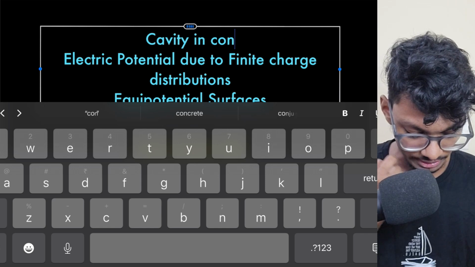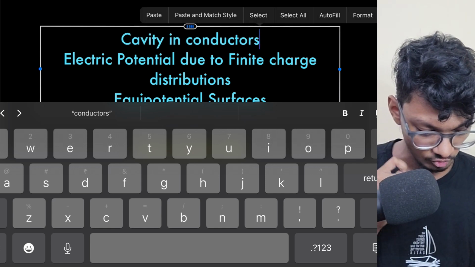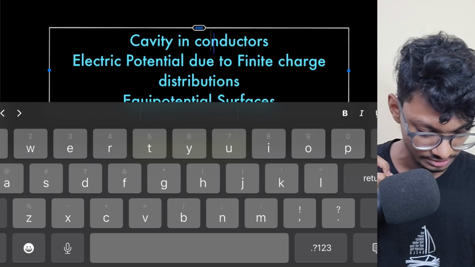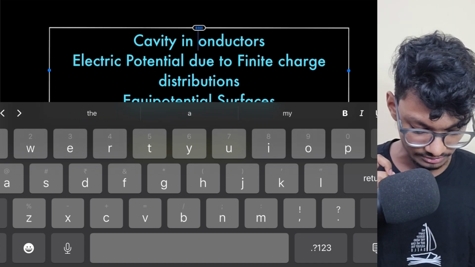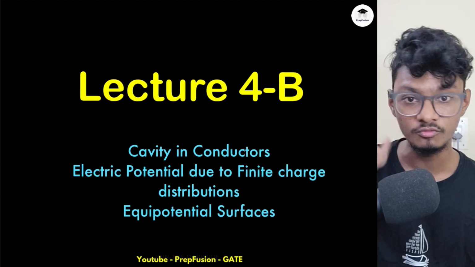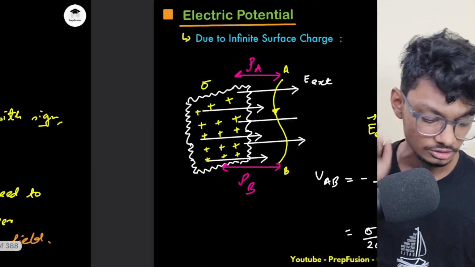Actually, I told about it. I gave you a bit of overview two lectures ago, but I didn't clear the concept there because we had to learn the concept of potential as well. That's why we'll understand more about cavity of perfect conductors. But before starting, I promised you a few homeworks, so those I will solve here.